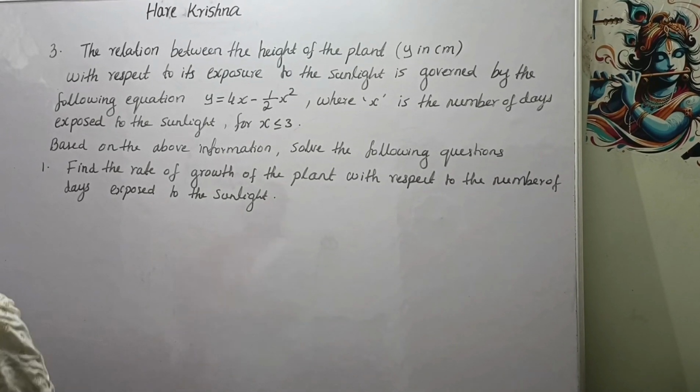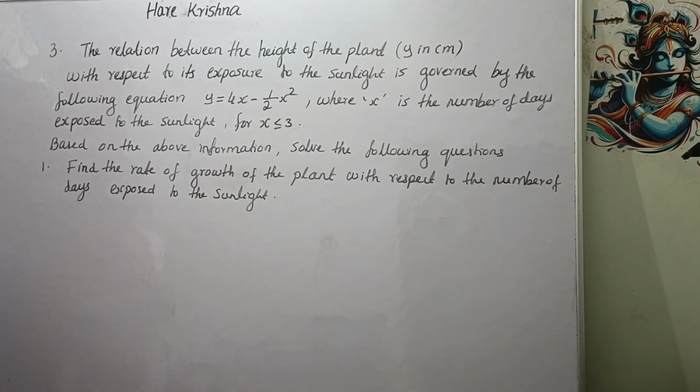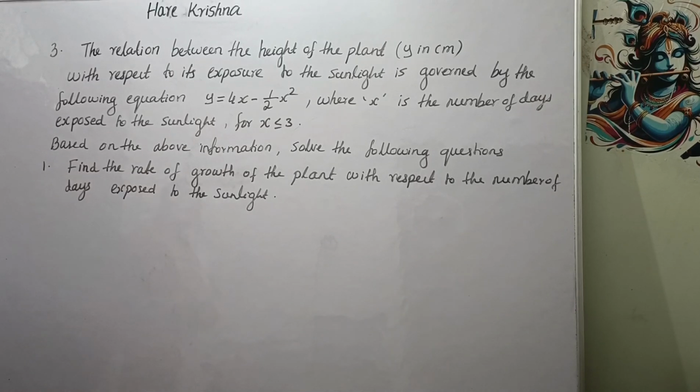Third question. The relation between the height of the plant, y in centimeters, with respect to its exposure to the sunlight is governed by the following equation: y is equal to 4x minus 1 by 2 x square, where x is the number of days exposed to the sunlight, for x less than or equal to 3. Based on the above information, solve the following questions.